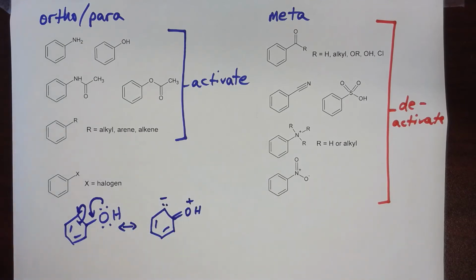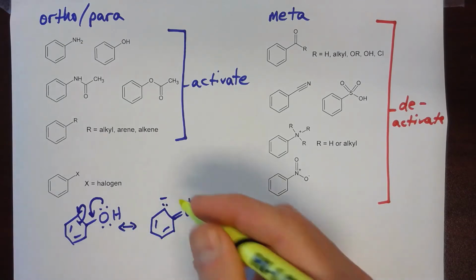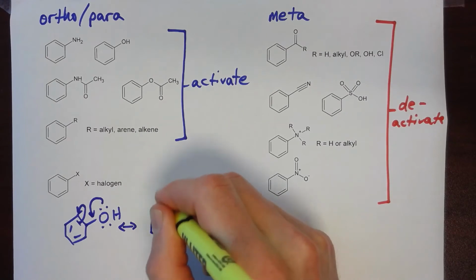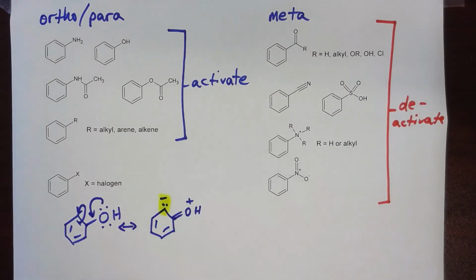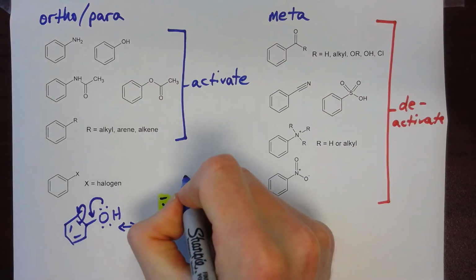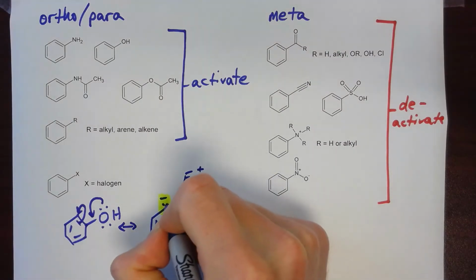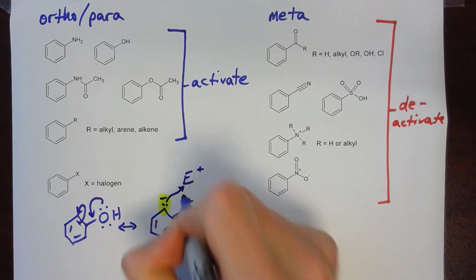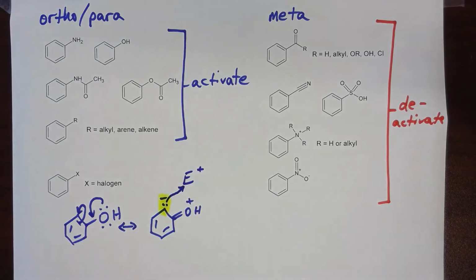so now we've got a negatively charged carbon here. Now this is a resonance structure, but this sort of illustrates how we've got a higher electron density in the ring, and so this is going to be more reactive toward an electrophile. So if we put an electrophile out here, these electrons will react with the electrophile.